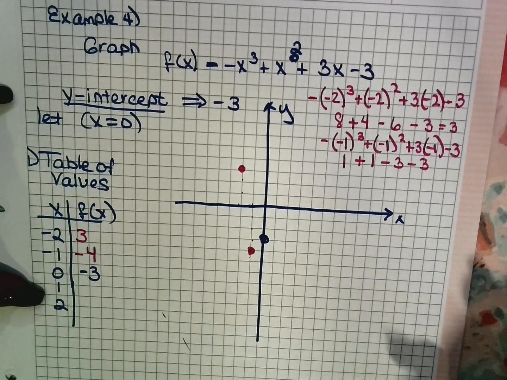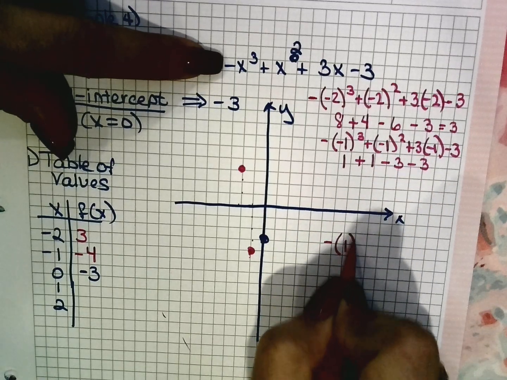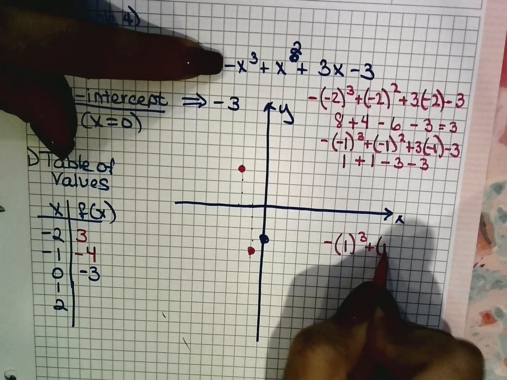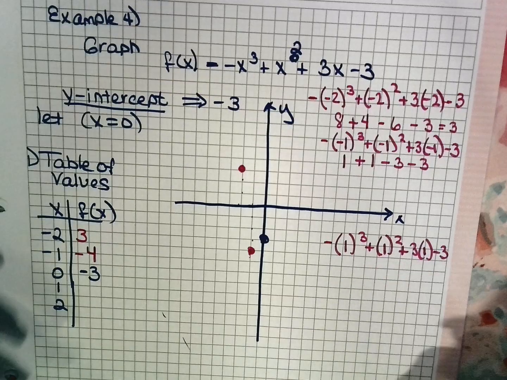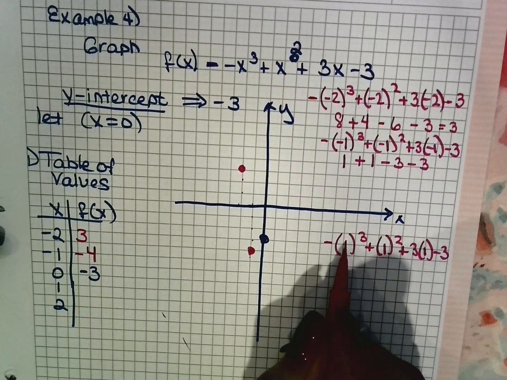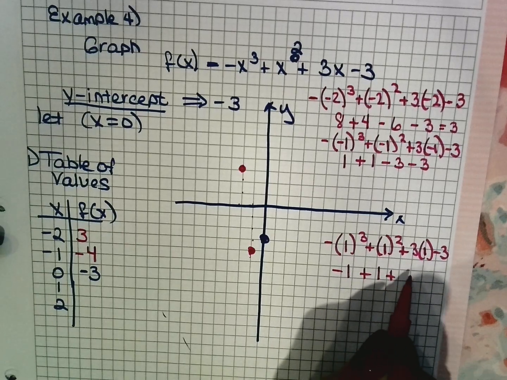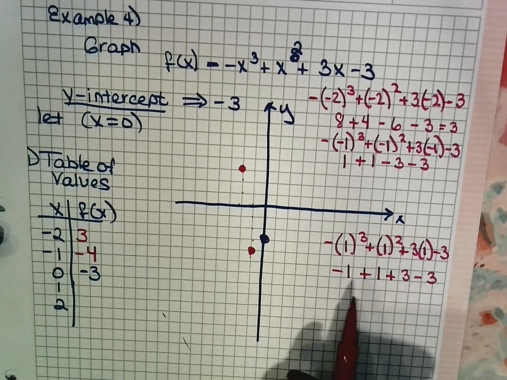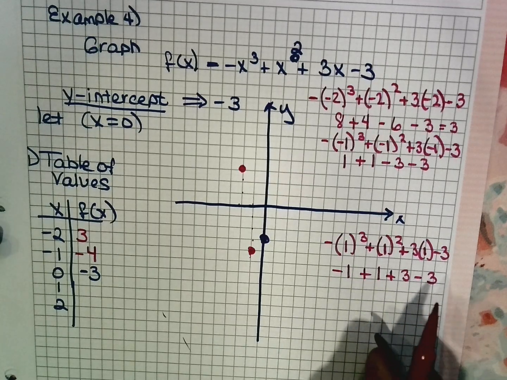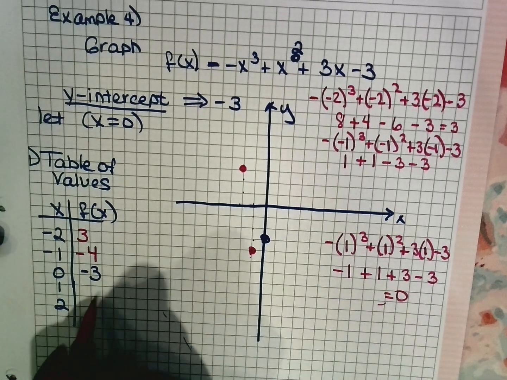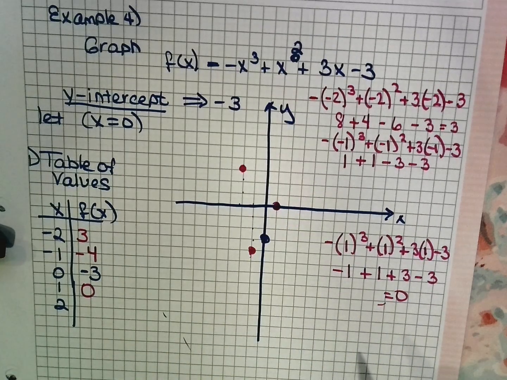All right, let's plug in a positive 1. So again, let me do it over here. We have a negative, and this is a positive 1 to the third plus positive 1 squared plus 3 times 1 minus 3. All right, 1 to the third, that's 1, but we have to put a minus in front. 1 squared is 1. 3 times 1 is 3 minus 3. So negative 1 plus 1, that's 0. Plus 3 is 3. Minus 3 is 0. So at 1, we are at 0.